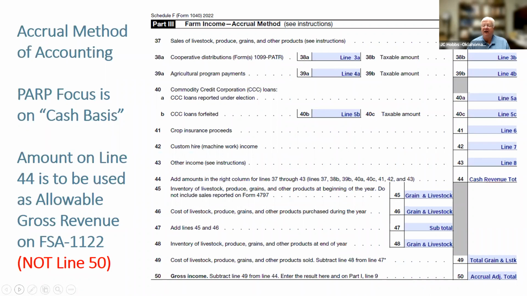Because lines 45, 46, 47, 48, those are the accrual adjustments. Those are not cash. They do not qualify. So therefore, line 50 is not used. It's line 44. So highlight that, mark that. That's the one you're using. So to answer your question, which I hope I just did, for the person that asked about the accrual accounting, it's line 44 that you use, not line 50.